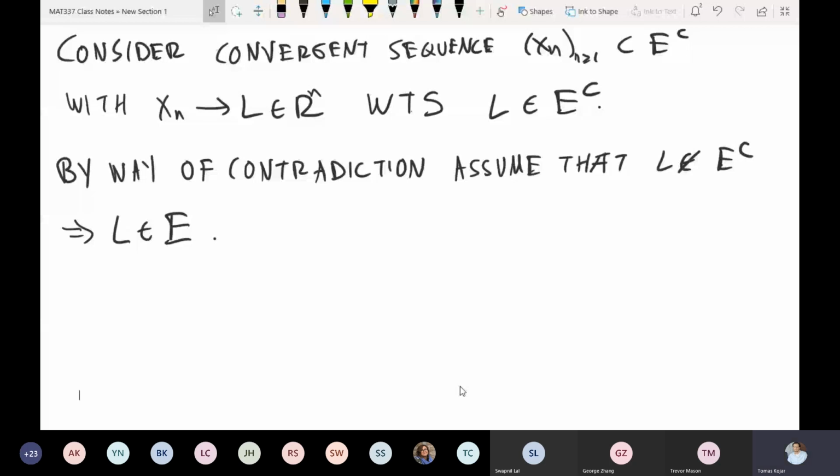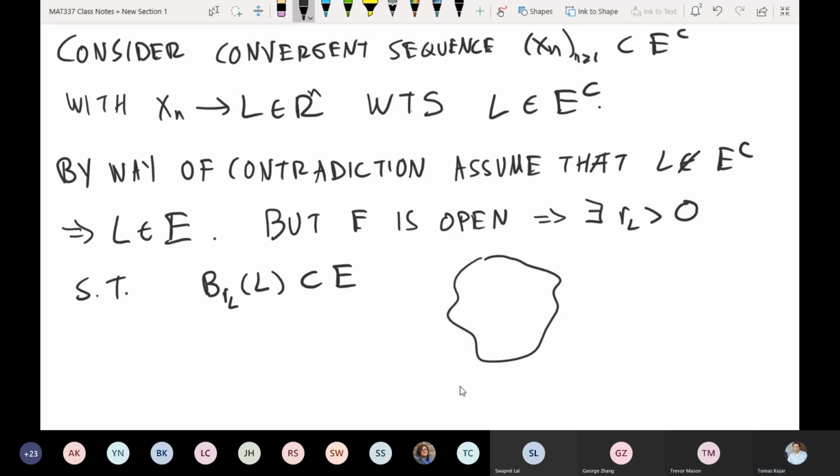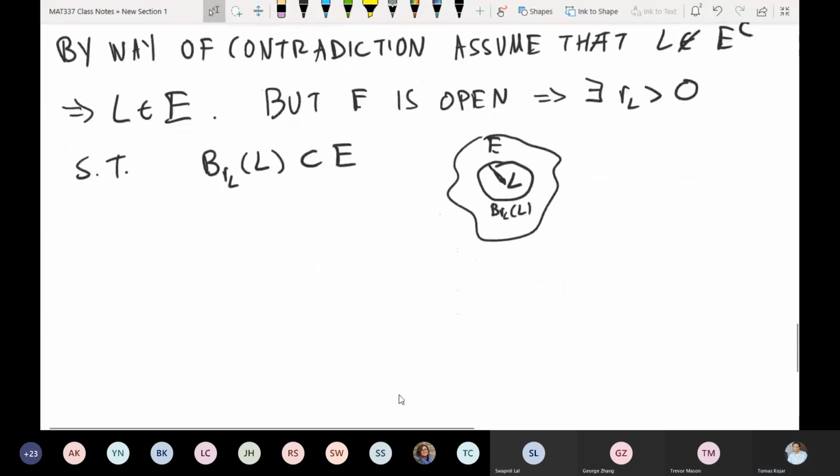All right. But E is open, which means that there exists RL positive such that B of RL centered at L is fully contained in E. So this is E, this is L, and there's a ball fully contained in E. All right, so we're almost done.